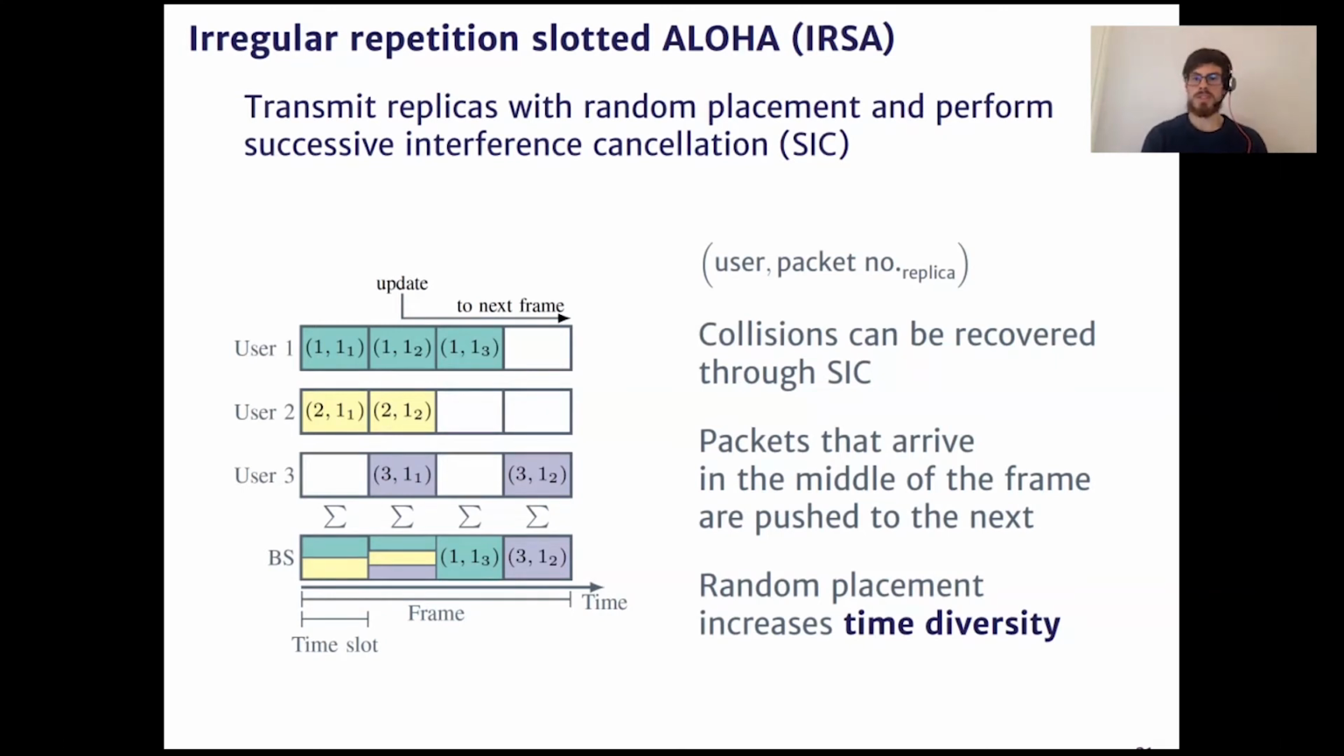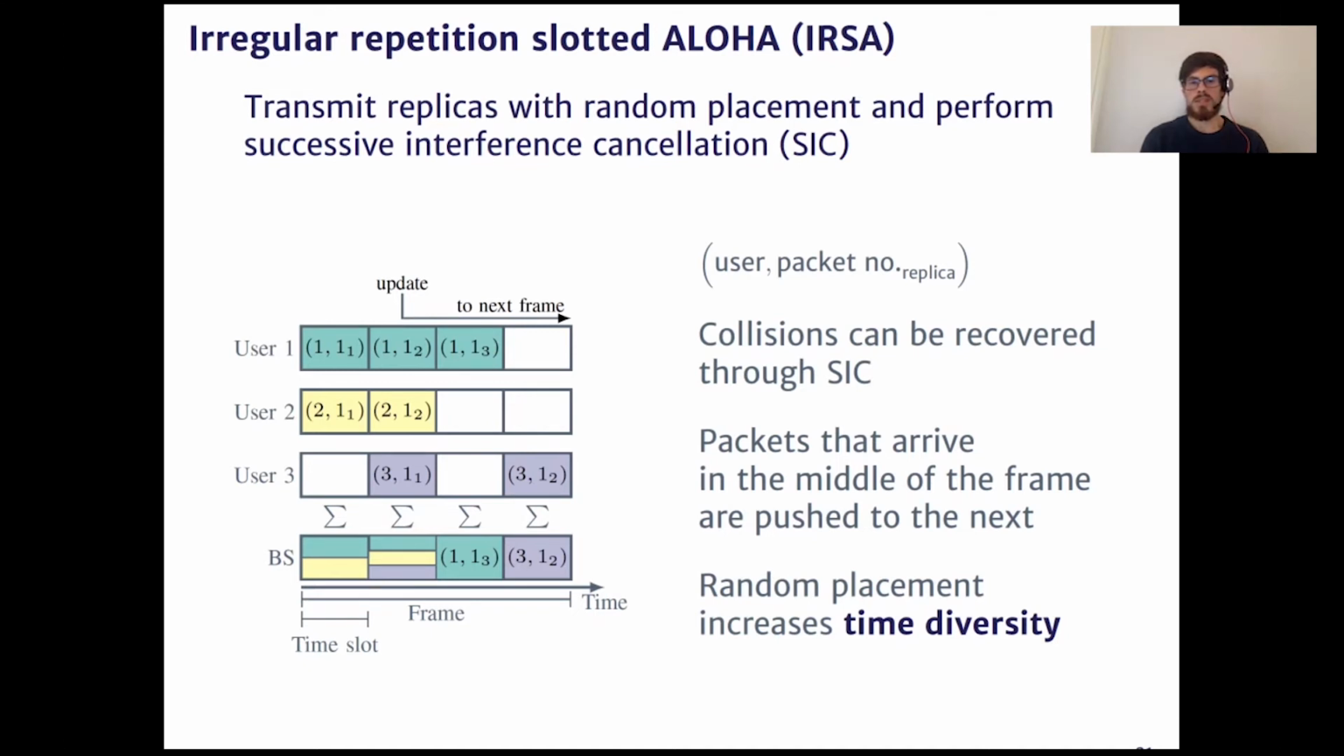And the benefits of IRSA increase dramatically if we can consider capture. If we consider capture, for example, user 1 and user 2 may be decoded from the first slot, not until the third slot that we have here. The downside is that packets that arrive in the middle of the frame should be pushed to the next one.